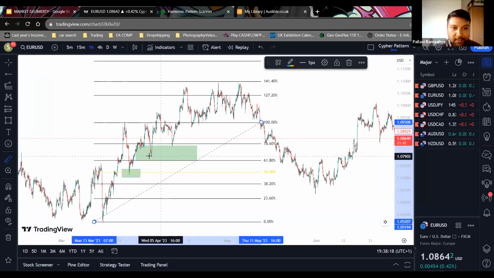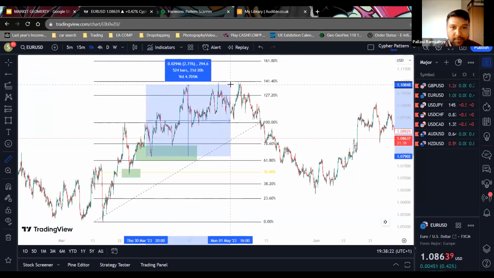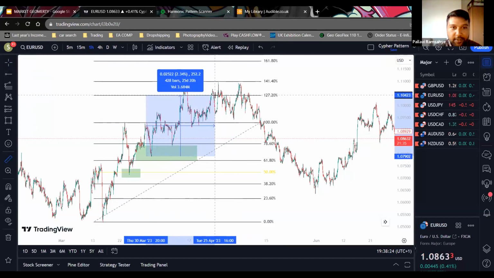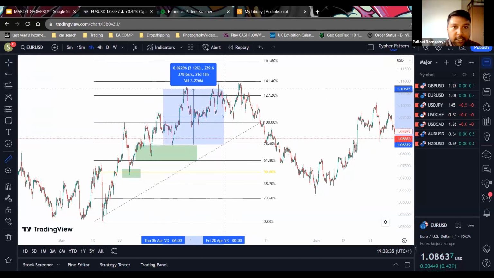So what am I doing? If we got into this point, we could have potentially caught, if we only went here, 250 pips, which is not too bad. And if we entered at this point here, we could potentially catch 230 pips. So it's a very, very useful tool.